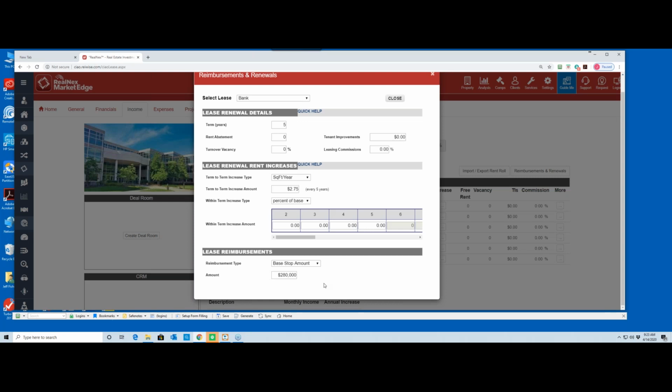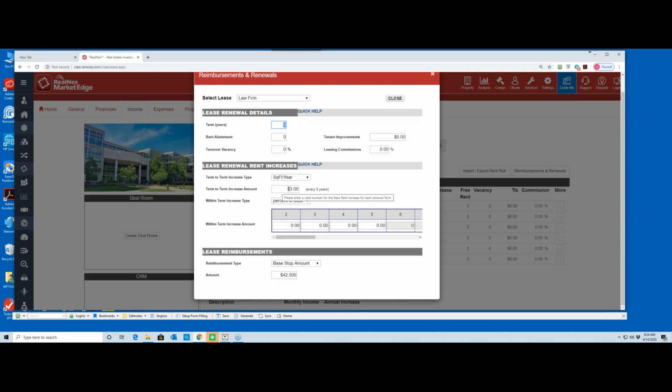That's the way your reimbursements work when you have a base stop amount, and that's going to apply to new leases as well. So when a new lease comes in, we're going to have a reimbursement based on an amount above the expenses that were in effect when the lease was signed. Okay, so we have that for each of the tenants, the bank, the law firm. It's going to be different amounts because remember they had different base rents.